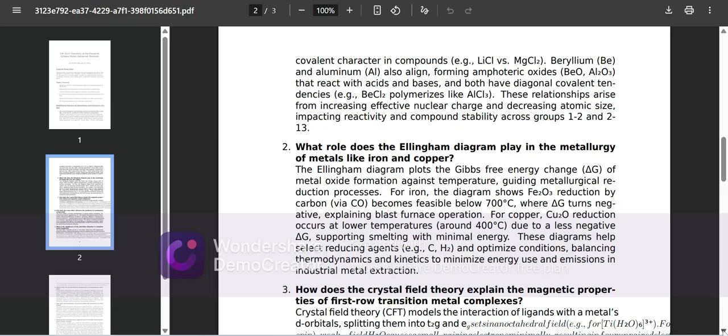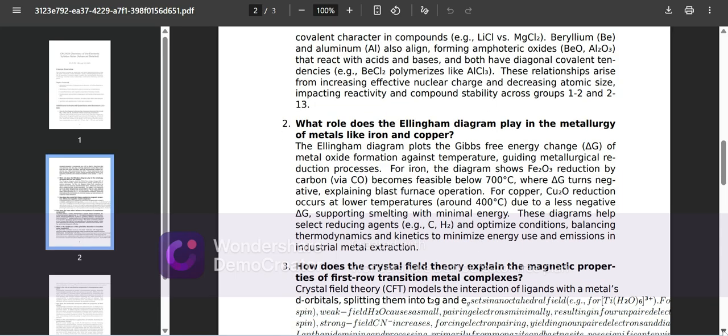Amphoteric oxides BeO and Al2O3 react with acids and bases, and both have covalent tendencies. Example: beryllium chloride polymerizes like AlCl3. This relationship arises from increasing effective nuclear charge and decreasing atomic size, impacting reactivity and compound stability across groups 1 to 2 and 2 to 13.